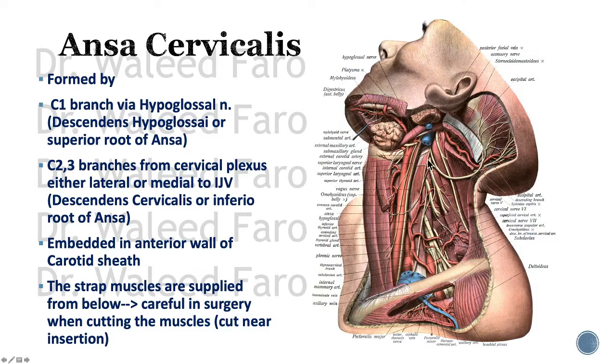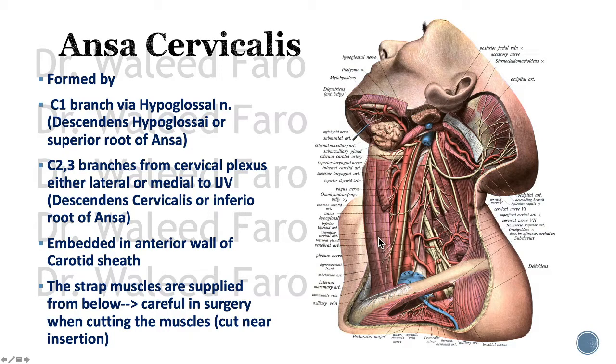See these two nerves, C2 and C3. They unite together and come forward, either from the lateral surface of the internal jugular vein, or from the medial surface, whatever, but they join the descending root and supply the rest of the muscles. This is the ansa cervicalis.